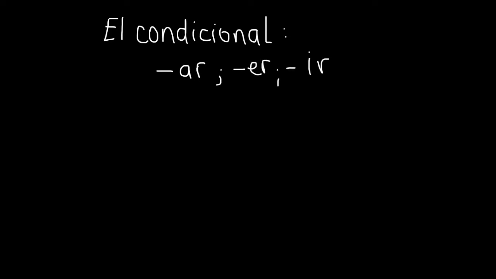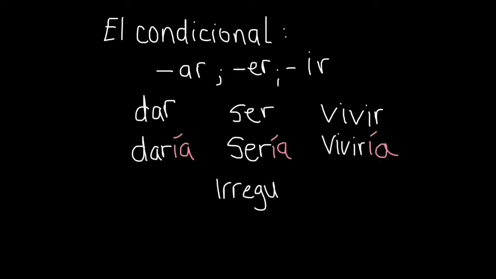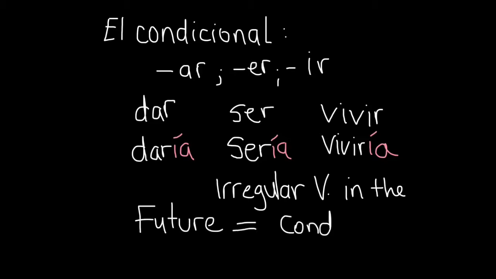So let's take a look at how to form the conditional tense in Spanish. Just like the future tense, all the verbs ending in AR, ER, and IR follow the same pattern, and the same thing happens with the conditional. The only difference is that the conditional ends in -ía. So for instance, for the form of yo, it will be daría, ser, sería, or vivir, viviría. If I wanted to do the form of nosotros, it will be, for instance, viviríamos, seríamos, or daríamos. All you have to do is add the ending to the infinitive verb when these verbs are regular.